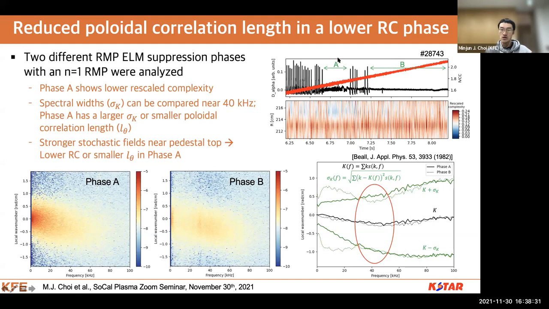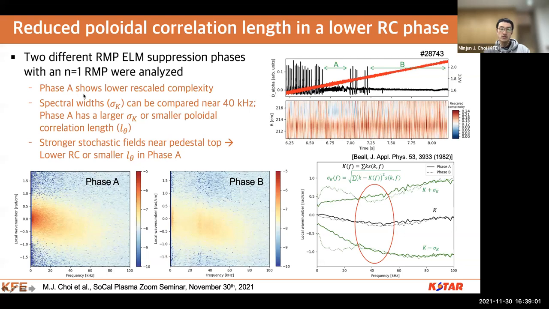They both are ELM crash suppressed discharges. And this is the external field applied, the red line. I calculate the rescaled complexity of the pedestal near the pedestal time region. You can see that the rescaled complexity is decreased in the phase A ELM suppression, but the change is not clearly shown for the phase B ELM suppression.